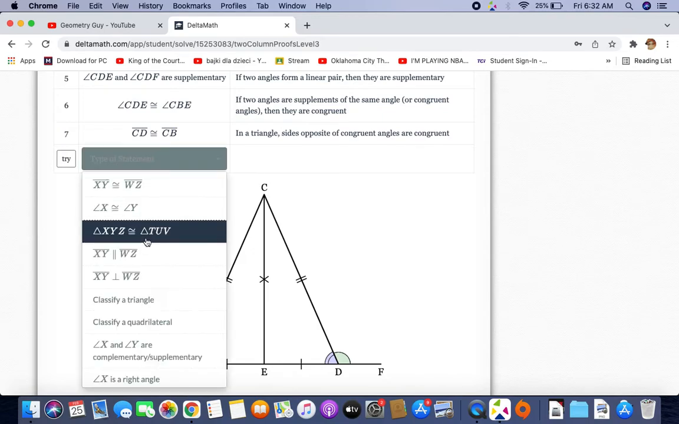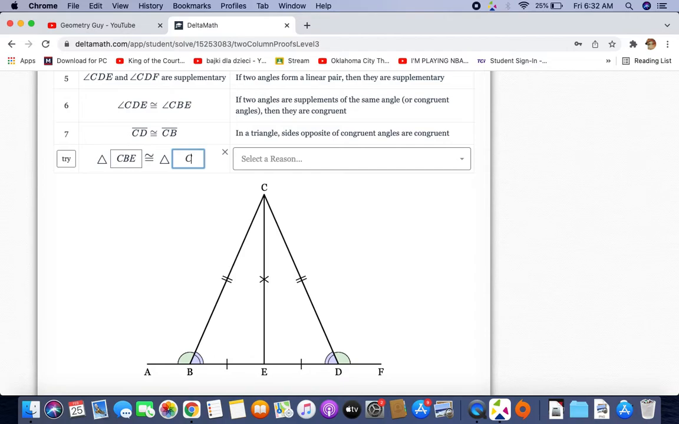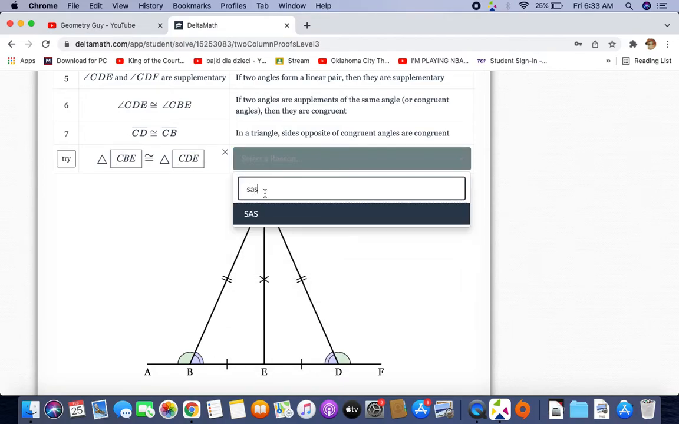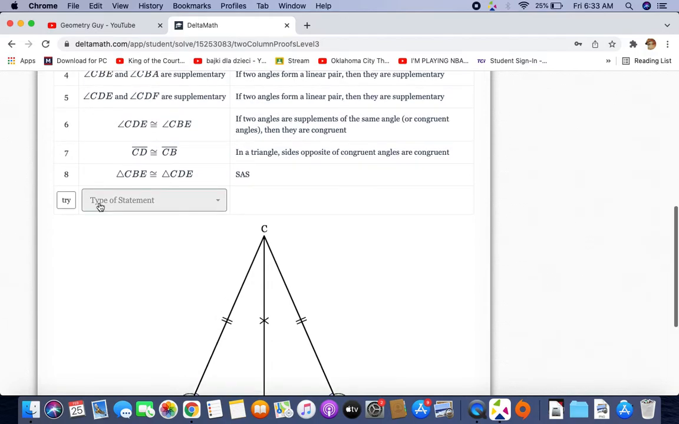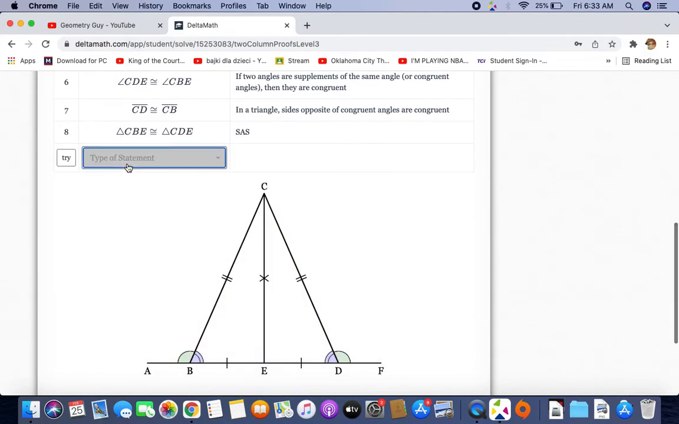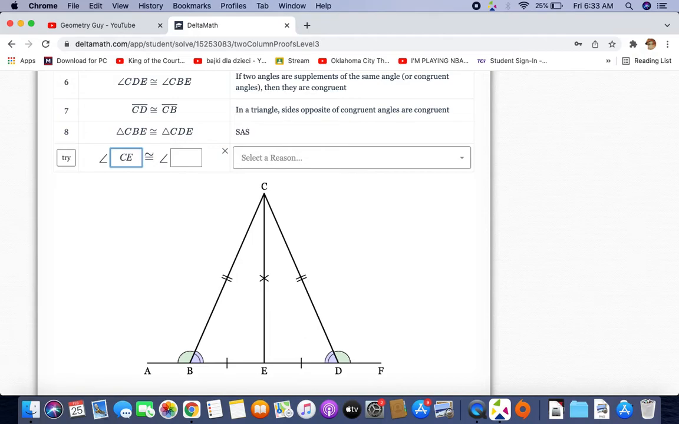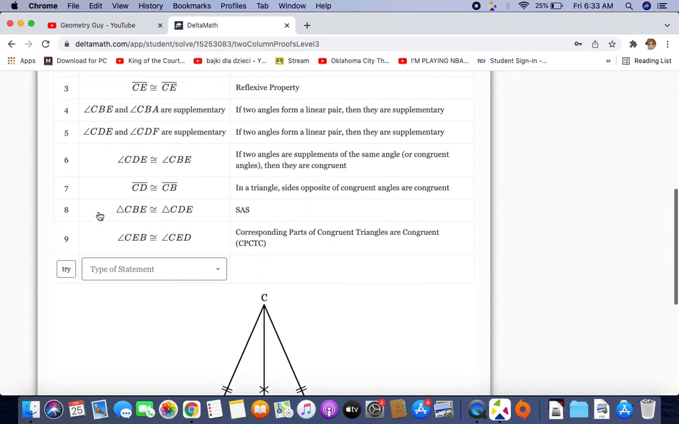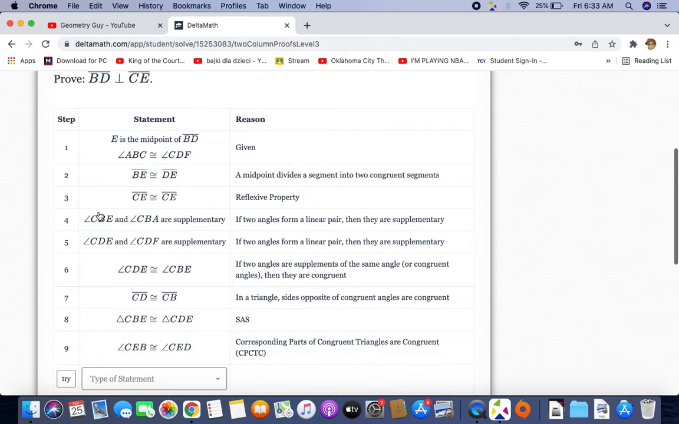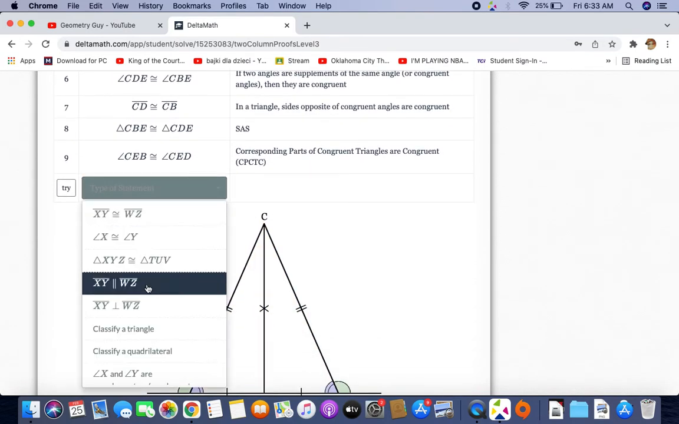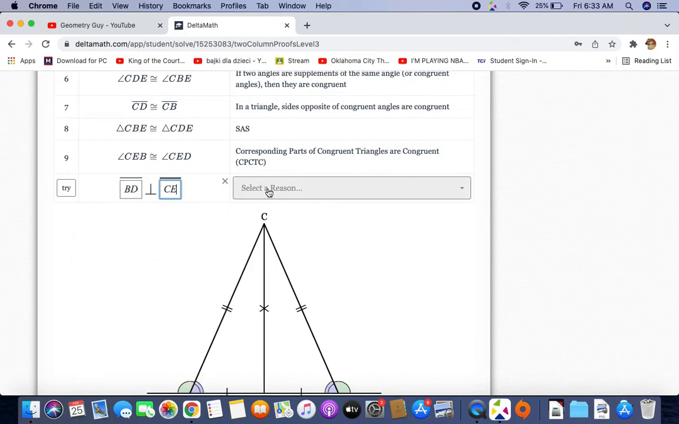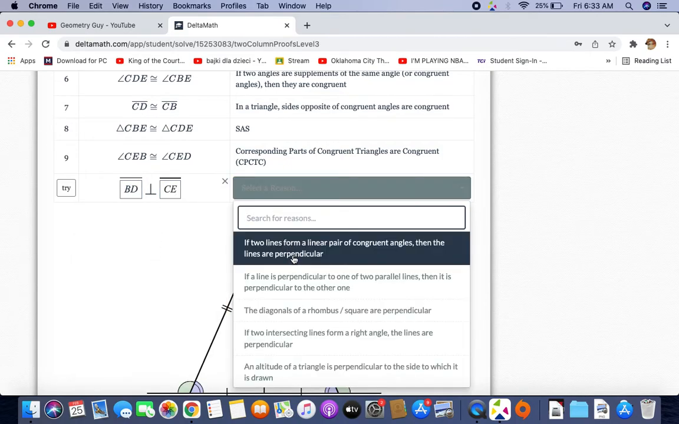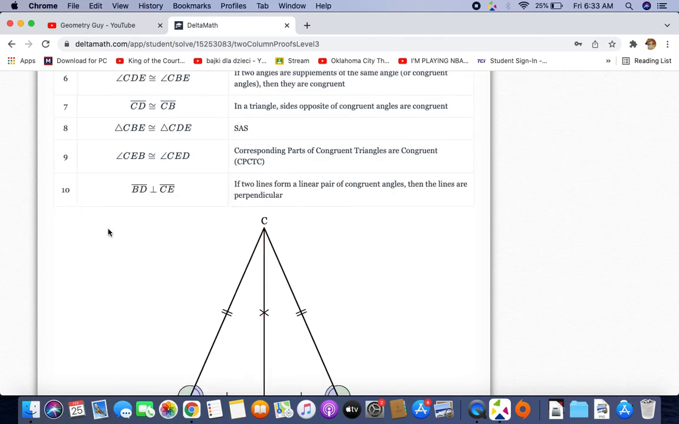We have enough information to say that CBE is congruent to CDE, and the reason for that is side angle side. We can now say that CEB and CED are congruent to each other because they are corresponding to each other. We now have enough information to prove that BD is perpendicular to CE. And the reason for that is if two lines form a linear pair of congruent angles, then the lines are perpendicular. And there we go.